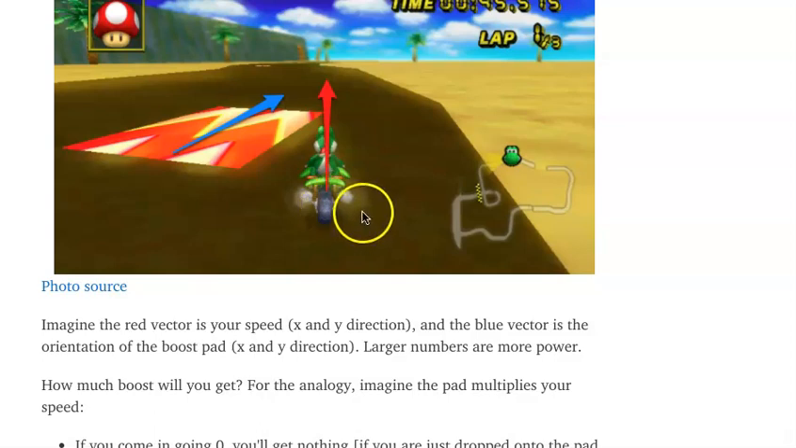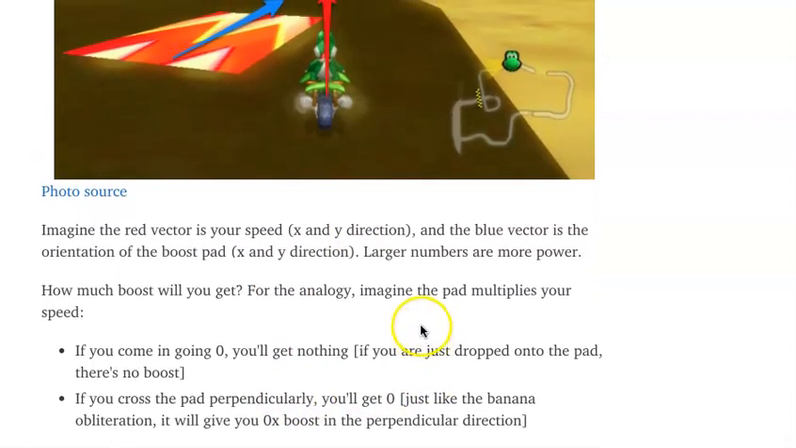Well, that sounds a whole lot like you could describe that as a vector if you have a speed, a magnitude, and a direction. And the blue vector is the orientation of the boost pad, meaning that's going to be, let's call that our vector B. So if we call this red vector A, this blue vector B, well, how much boost do you actually get from it? So what's the actual trajectory of Yoshi in this case? Well, that comes from the dot product of A and B.